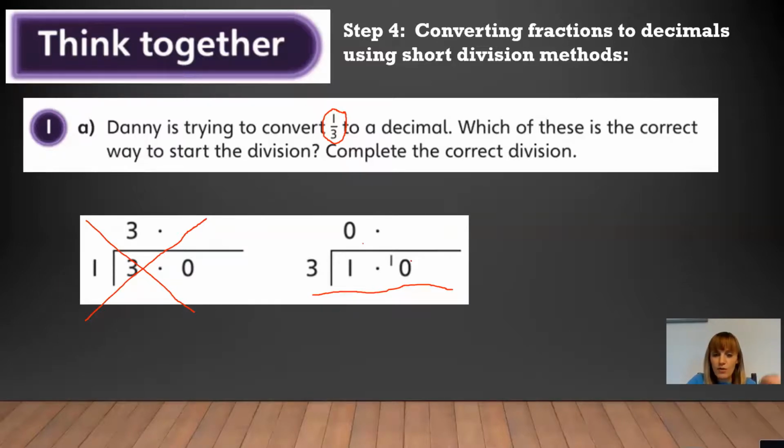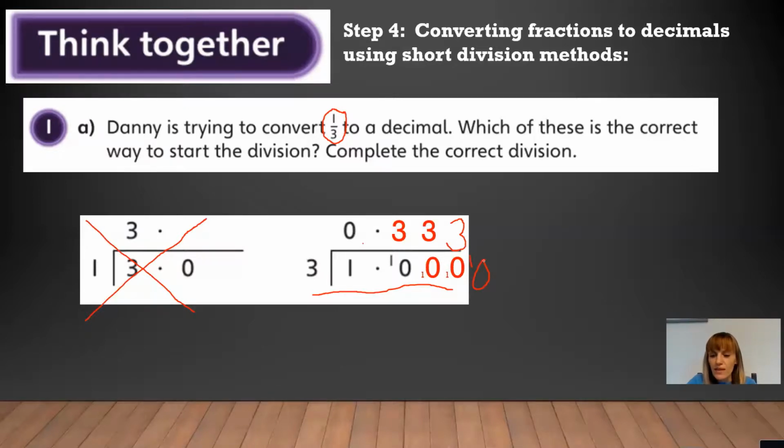So I'm going to put a 3 at the top here, and then I'm going to think, well, I've got 1 left over, so I'm going to carry that on. I've put some more zeros to help me. But then what do you notice is happening? How many 3s go into 10? Well, there's 3, there's 1 left over. What would I write next? I would write 3, and I'd write 1 left over, and I'd need another 0.